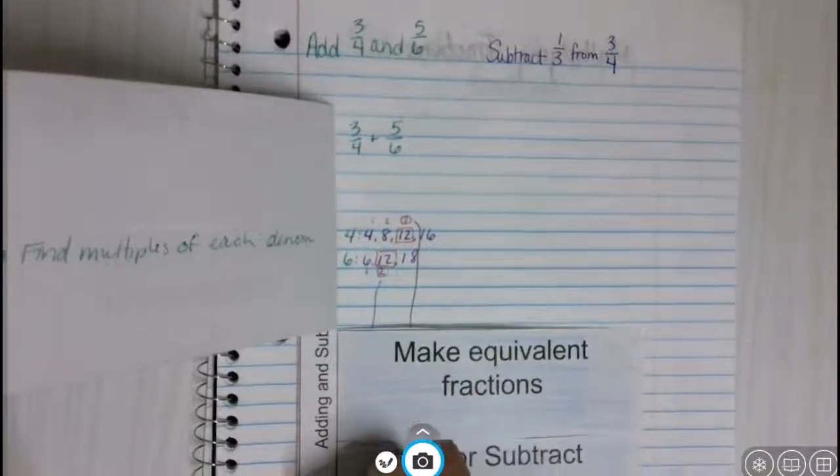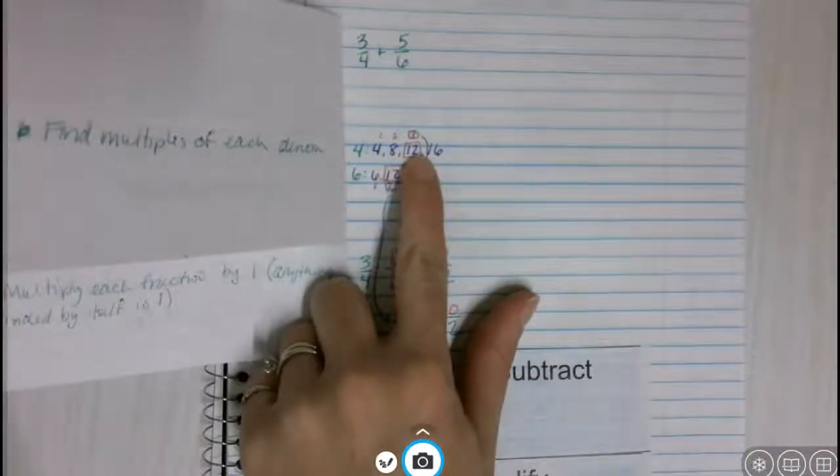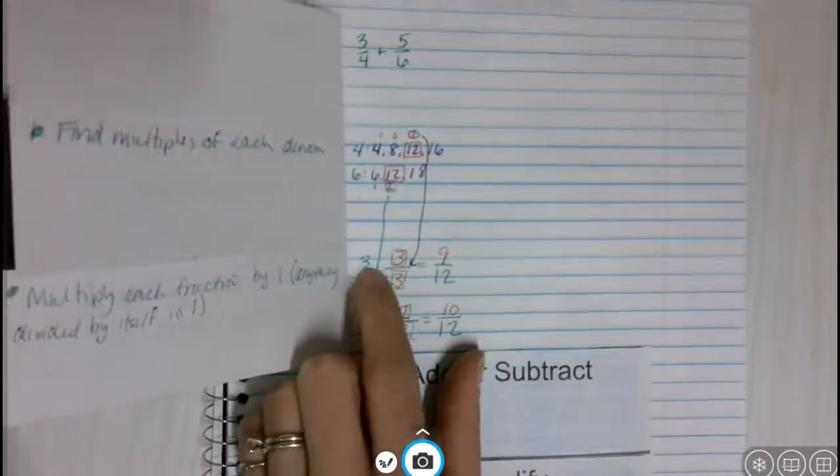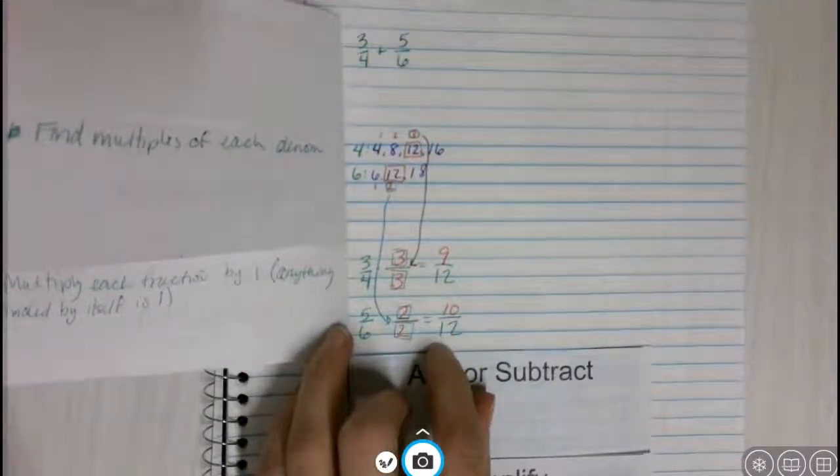So like we looked at before, we're going to make our equivalent fractions. And in order to do that, I'm going to look at my 3/4 first. And I know to get from 4 to 12, I multiply by 3. So I also have to do that in the numerator. Okay. Then at my 5/6, I know to get from 6 to 12, I multiply by 2. So 2 over 2, and I end up with 10/12.